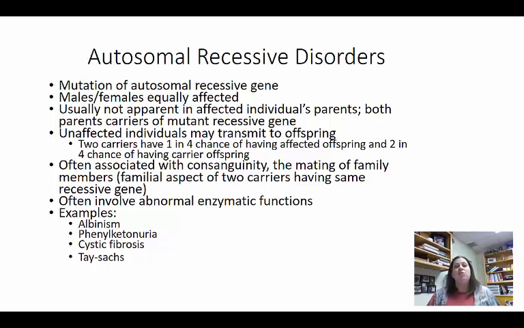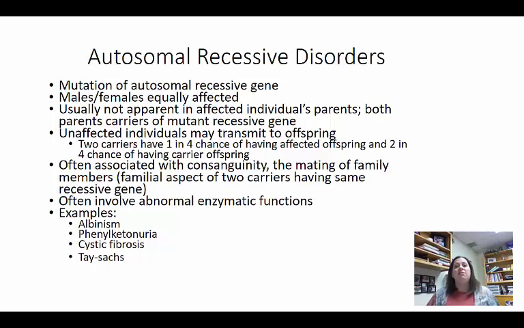Rabbis actually will do genetic screening in a sense, where they will look to see if Tay-Sachs is in that family, and they may advise against certain arranged marriages due to the fact that they may have a higher risk of producing children with Tay-Sachs. And Tay-Sachs is a fatal disease. The child will not normally live past the age of 5.